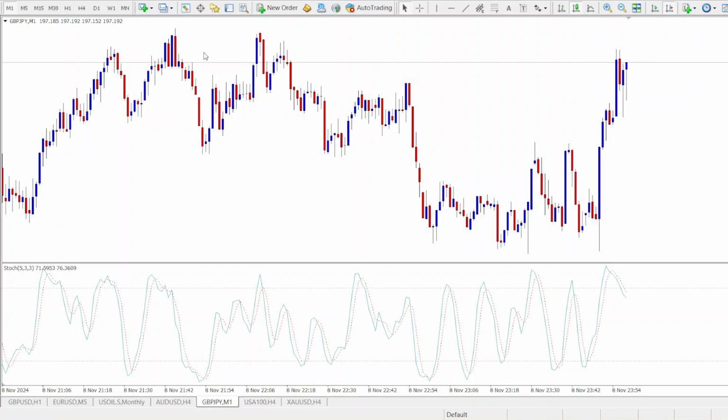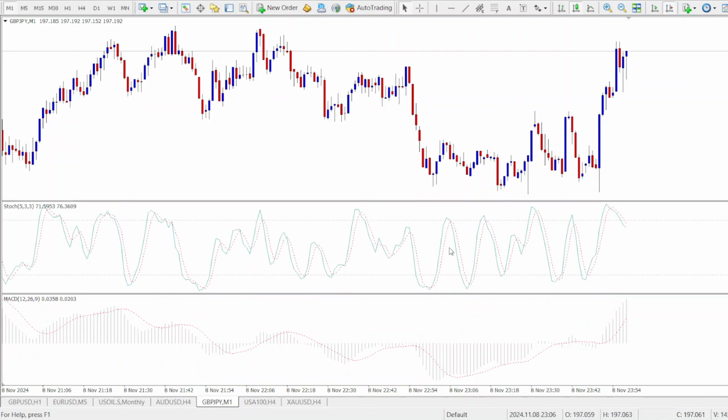So I'm going to be adding the MACD to the chart, and this is the MACD, all right? The MACD stands for Moving Average Convergence Divergence. The MACD helps traders see trend direction and momentum. All right, it is made up of the MACD line and the signal line plus a histogram that shows the difference between these two lines. Now, when the MACD line crosses above the zero level, it's often a bullish signal, and when it crosses below, it's usually bearish.